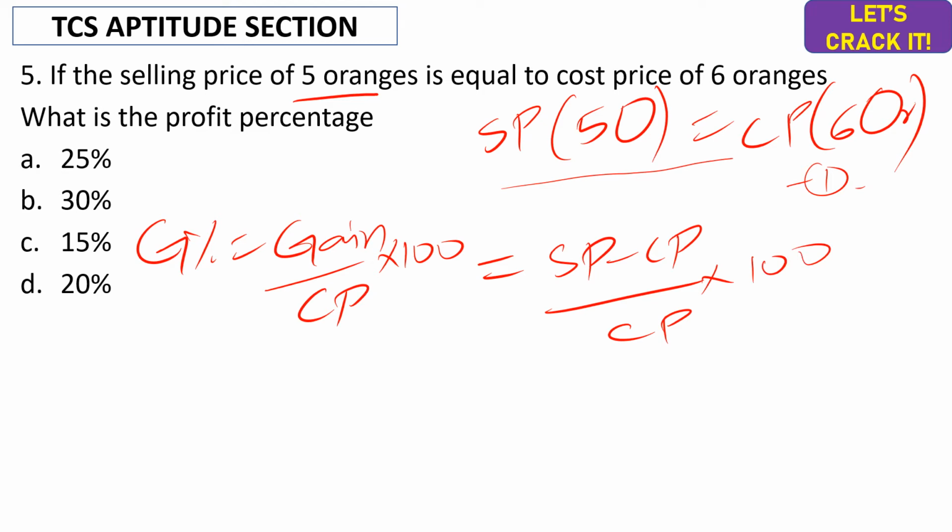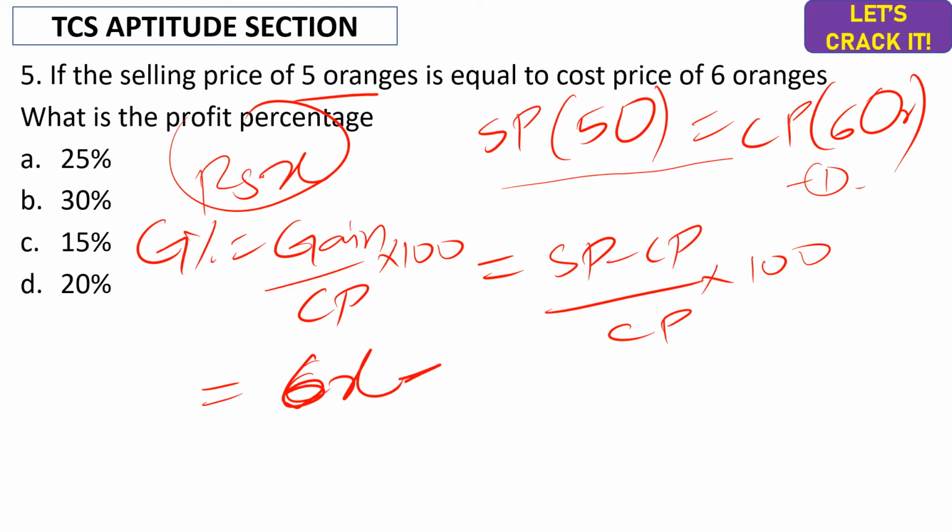Now I have to substitute the selling price. So the selling price of 5 oranges I need to write. But we know that the selling price of 5 oranges is equal to the cost price of 6 oranges. So that is CP of 6 oranges. I am also considering that the CP of 1 orange is X rupees.